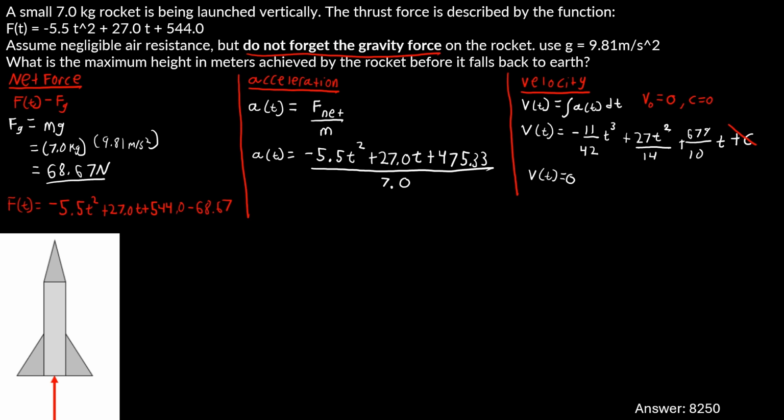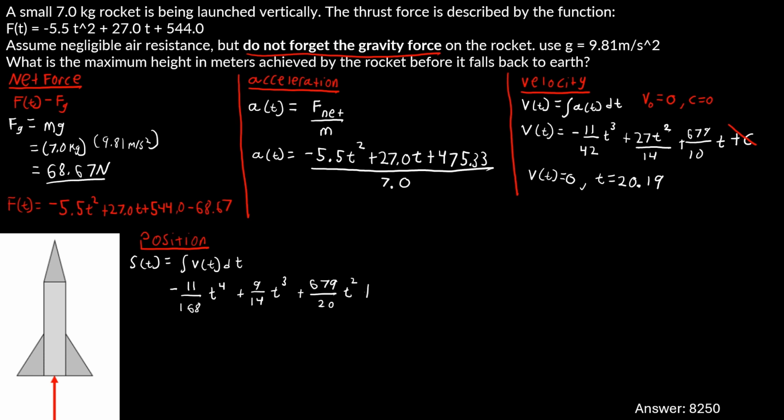We set the velocity equation equal to 0 to find the time at which the rocket is at max height. When we set it equal to 0, we get a time of 20.19. We find the position equation by integrating the velocity equation. From that integration, we get -11/168 t⁴ + 9/14 t³ + 679/20 t² + c. Again, using our initial condition that the initial position is 0, our c is 0.